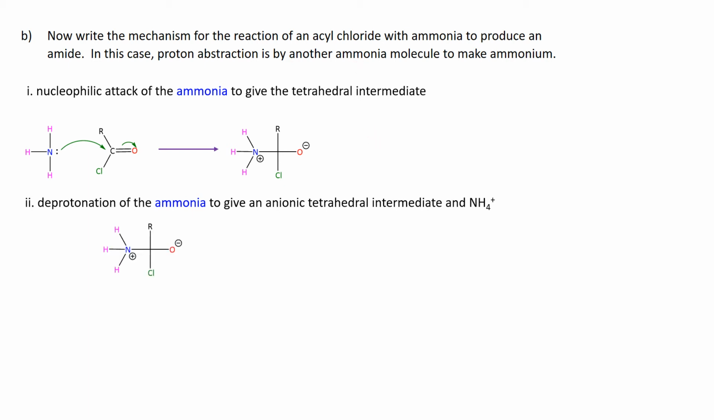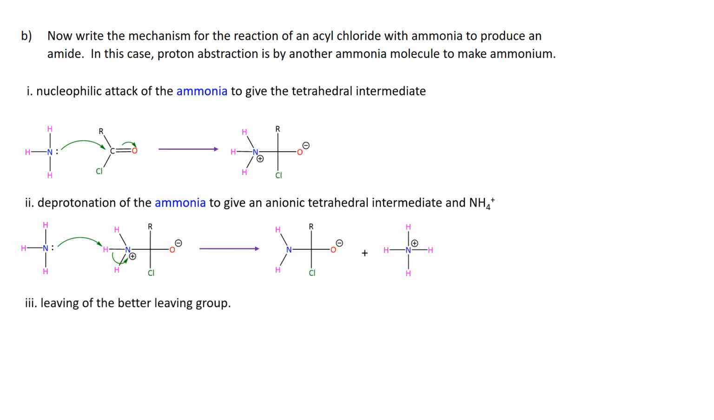So there's the tetrahedral intermediate. Another ammonia comes in, grabs itself one of those hydrogens to make NH4+. And now we've got that anionic tetrahedral intermediate. This is the bit we're interested in. So one of these groups is going to leave.